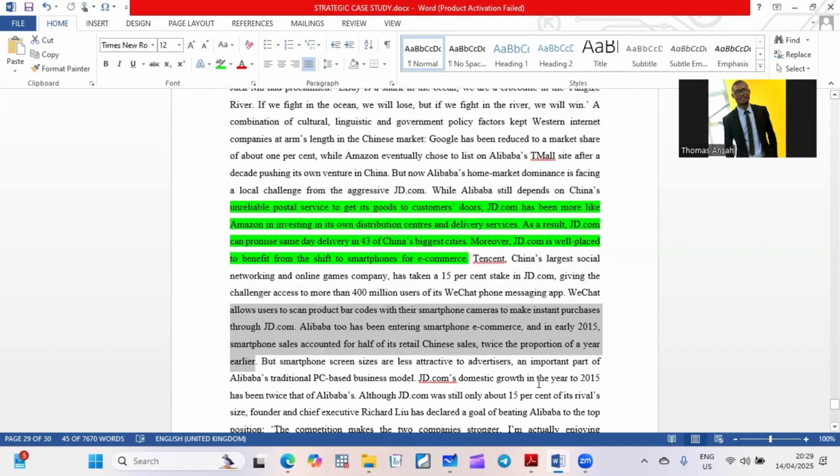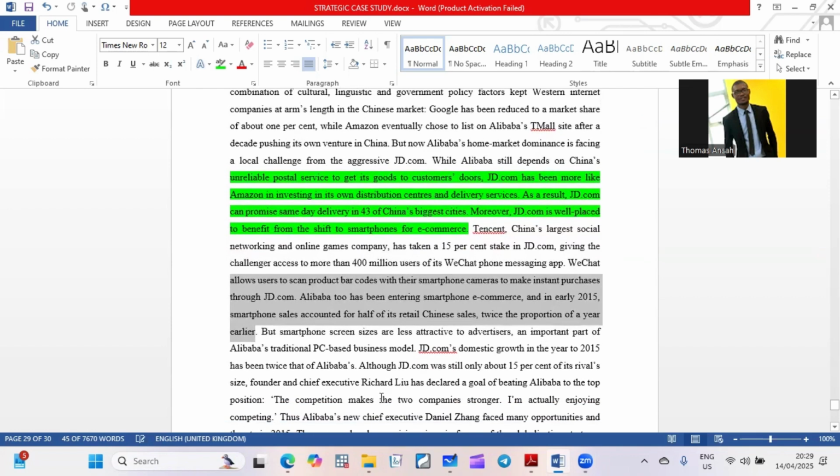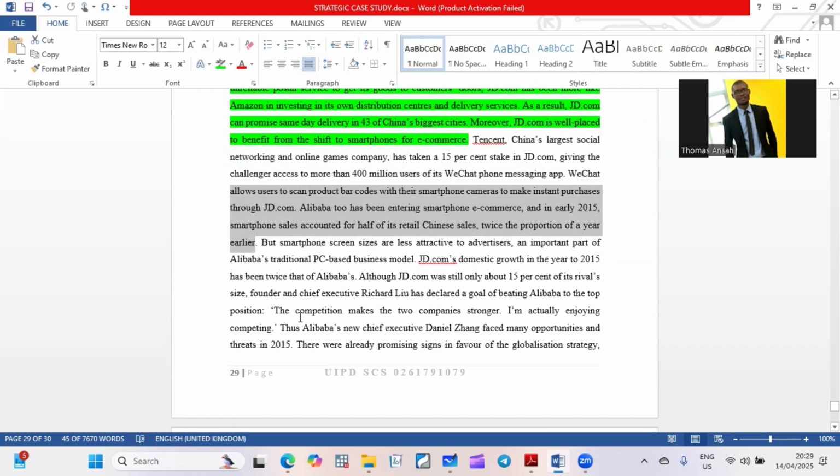JD.com's domestic growth in 2015 has been twice that of Alibaba. This is fierce competition because of technology. Although JD.com is still only 15% of its rival's size, founder and chief executive Richard Liu had declared a goal of beating Alibaba to the top position. So fierce competition. The competition makes the two companies stronger. I'm actually enjoying competing.